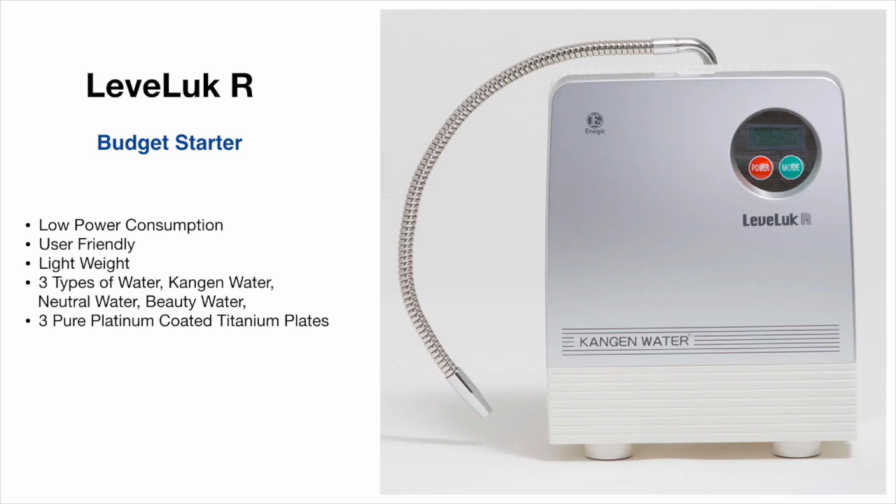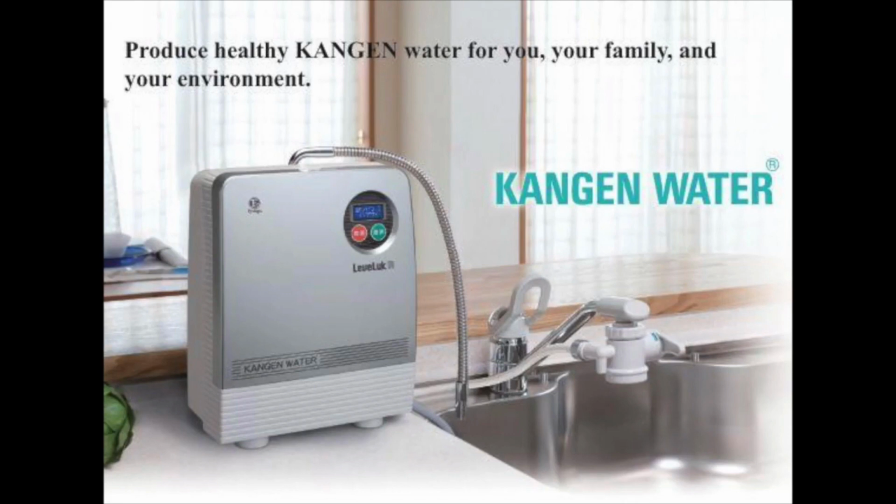Now, this next model over here is called the Level Up R, or the budget model, the starter model, and it's ideal for people who are traveling. It's simply Enagic's most affordable machine on almost any budget. Again, like the Junior model, it has 3 titanium plates, but it only produces 3 types of water: the drinking Kangen water, the neutral water at a pH of 7, and the beauty water. So it doesn't produce the 11.5 strong Kangen water, nor the acidic 2.5 water. And also remember, because it only has 3 titanium plates, the ORP reading is also lower. So this is a simple machine to use and extremely user-friendly.